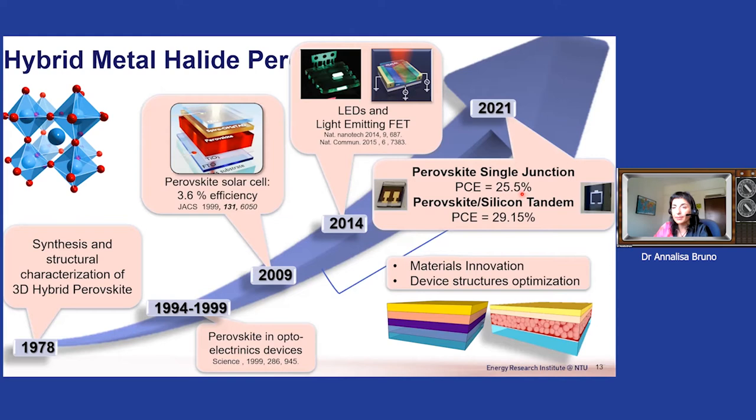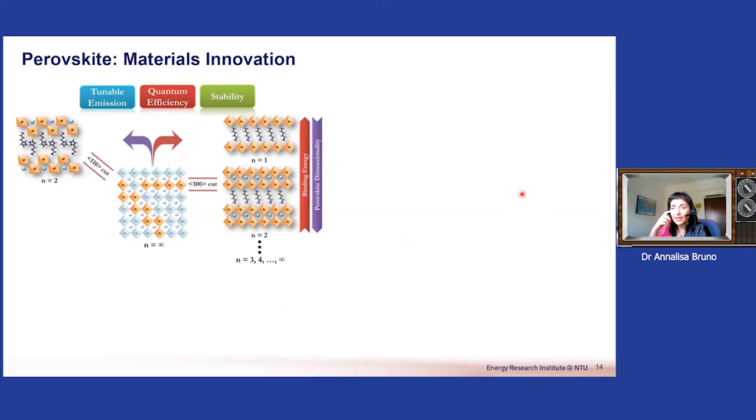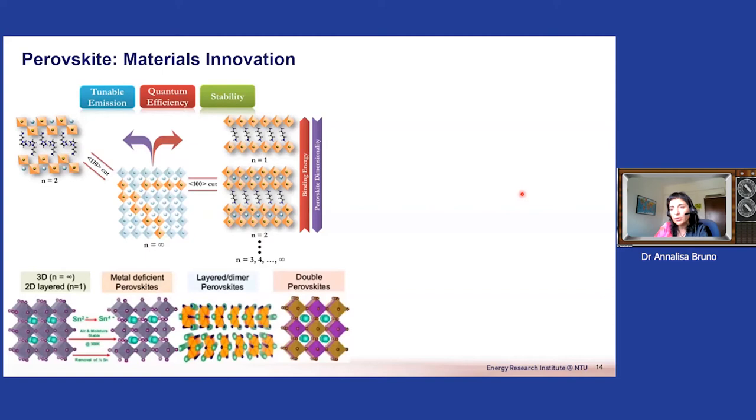So when I talk about material innovation, what do I mean? The beauty of this material is that by changing the composition in terms of the cation and halide composition it is possible to tune the emission property, the quantum efficiency, and the stability. So during the years there have been many different attempts to change the main components of the perovskite, delivering materials with different absorption and emission properties and also different stability and different moisture tolerability.